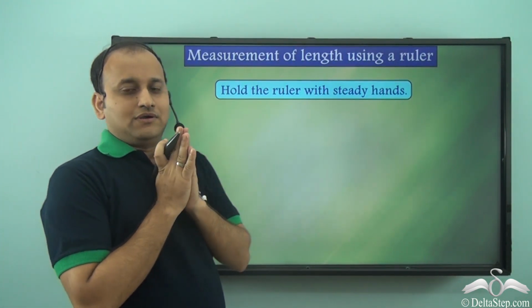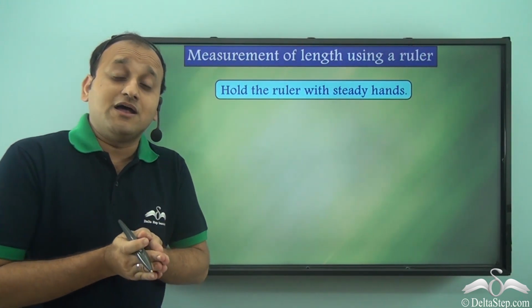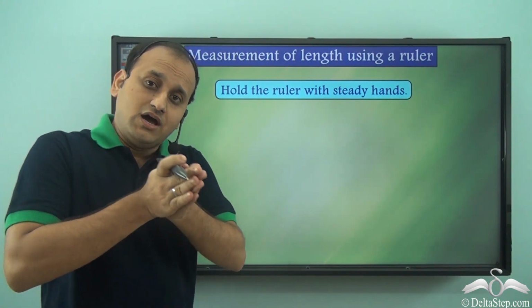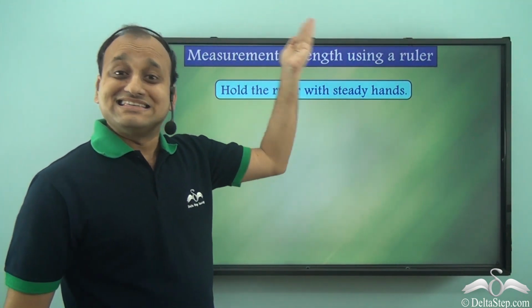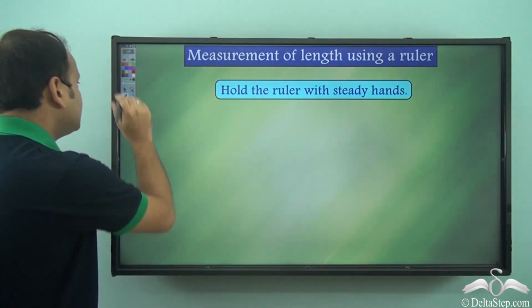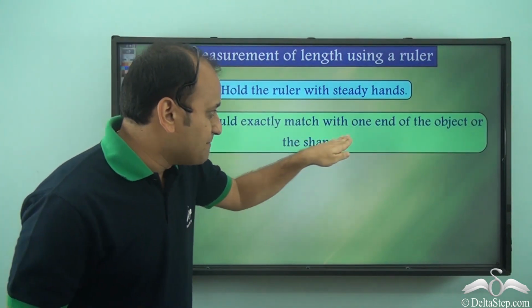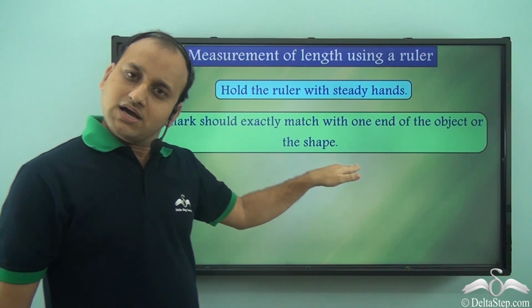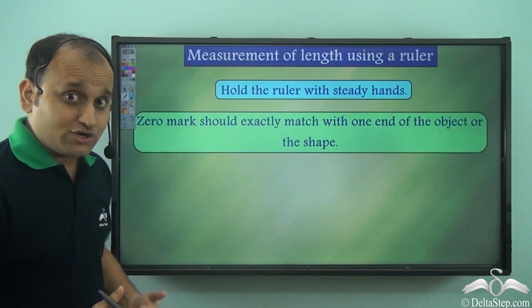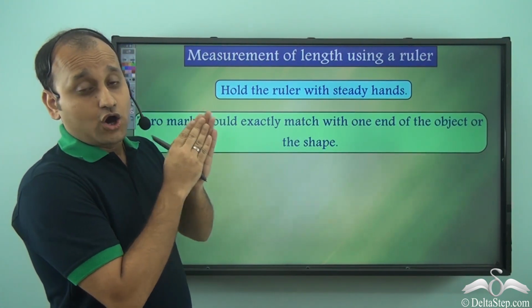So there are some basic steps which we need to perform when we are measuring length using a ruler. First of all, we need to hold the ruler with steady hands. Then the 0 mark should exactly match with one end of the object or the shape. So you need to make sure that the 0 mark is exactly matching with one end of the object or the shape.